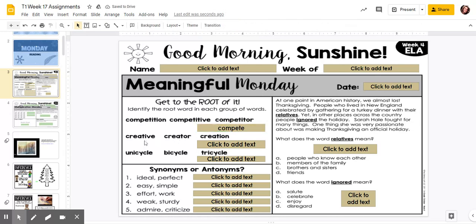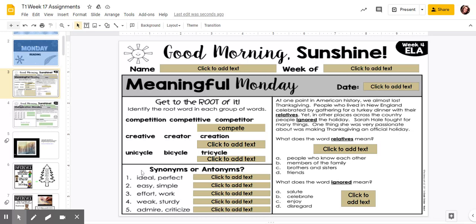So you have creative, creator, and creation. Figure out what that root word is. Unicycle, bicycle, and tricycle. Figure out what that root word is. Remember, root words can have prefixes like unicycle or bicycle or tricycle. So they could have something added to the beginning of the root word, or they can have endings or suffixes like what we saw with competition, competitive, and competitor.